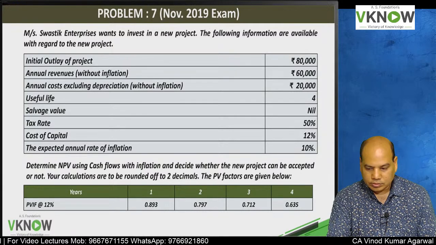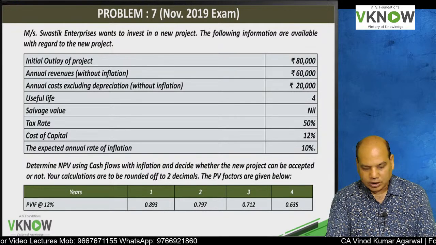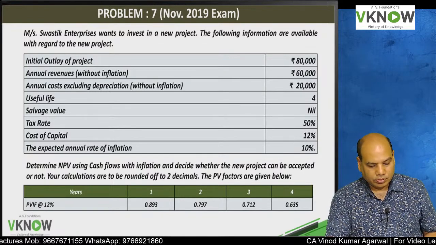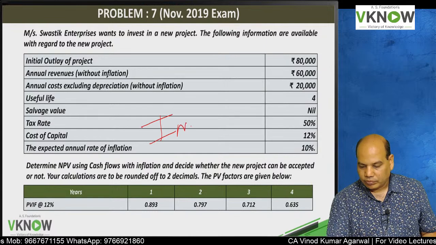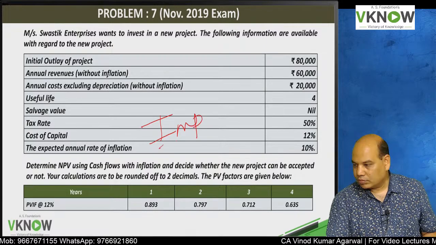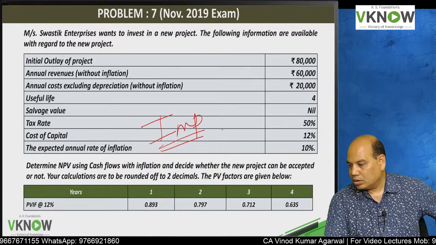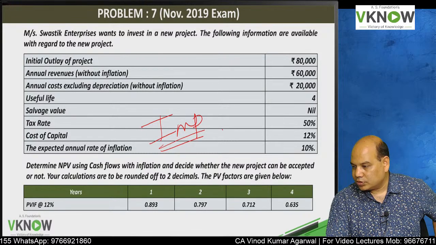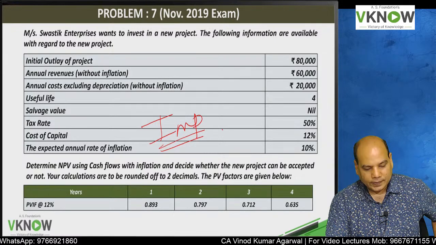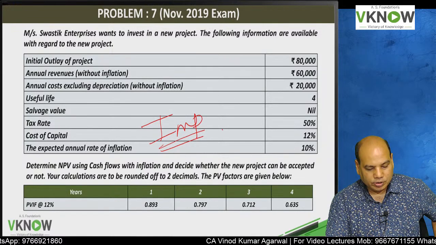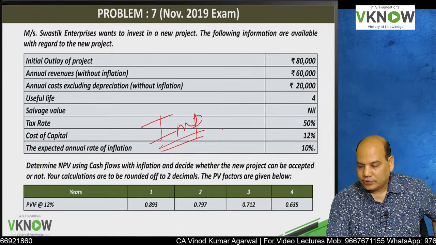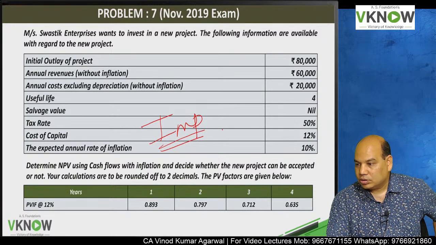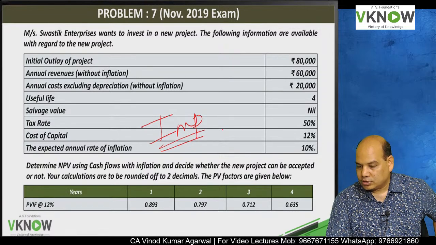From November 2019 exam, mark important. Sir, can we use real terms given in the question directly? No, you can't, because you have to compute tax. And if you have to compute tax, then the cash flows have to be converted into nominal cash flow first. Okay?